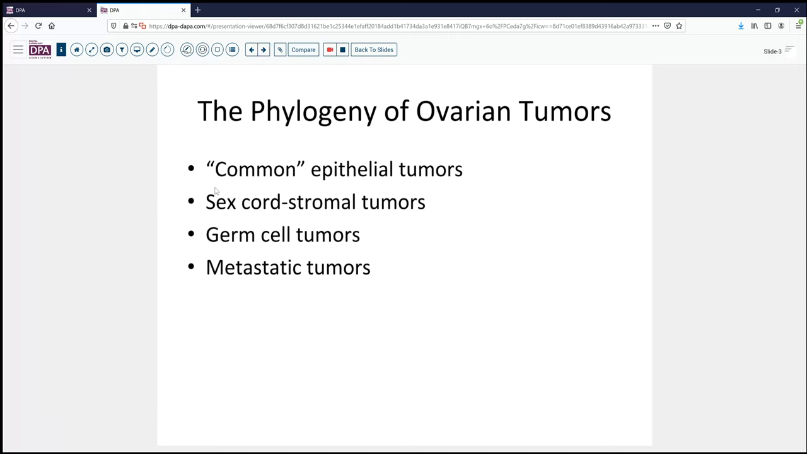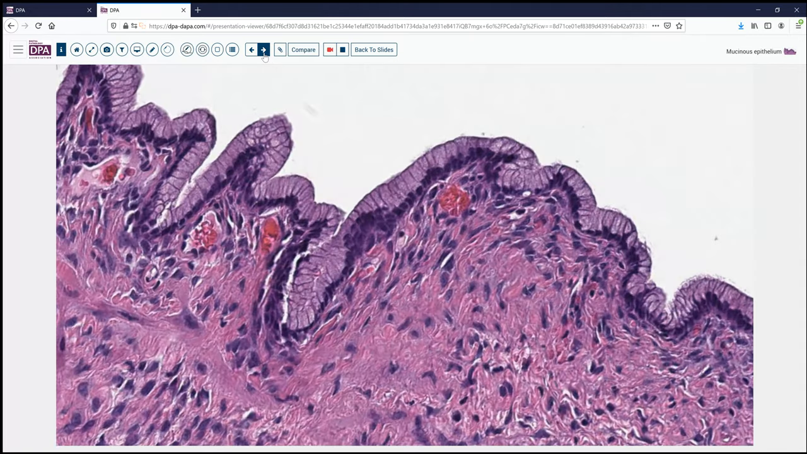You recall our phylogeny with the common epithelial tumors, sex cord stromal tumors, germ cell tumors, metastatic tumors. Well, today we're going to talk about mucinous neoplasms in this first category, although that will also bring us to at least one consideration of some of the metastatic tumors that can occur here.